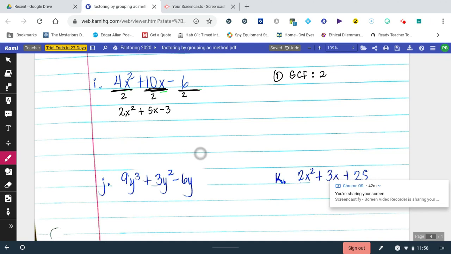You're going to write this as 2 and then bracket 2x squared plus 5x minus 3. I'm going to use a bracket. Anytime I factor out a GCF first, when I'm factoring some other kind of trinomial or some other kind of polynomial that requires a different method to also factor, I'm going to use a bracket. So that 2 is my original GCF. Okay, that's my original GCF, guys.